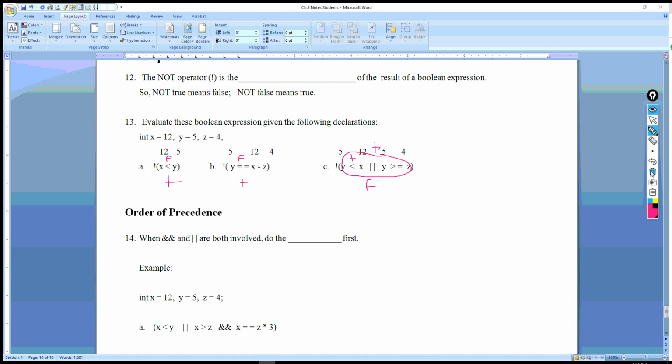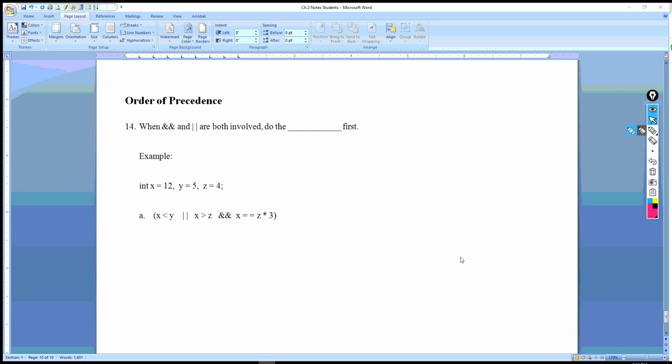Let's take a look at the order of precedence and then we'll be done. When and or are both involved, you do the and first. The and is what goes first. So try this out, and I'll show you how I would do this. Go ahead and check it out.